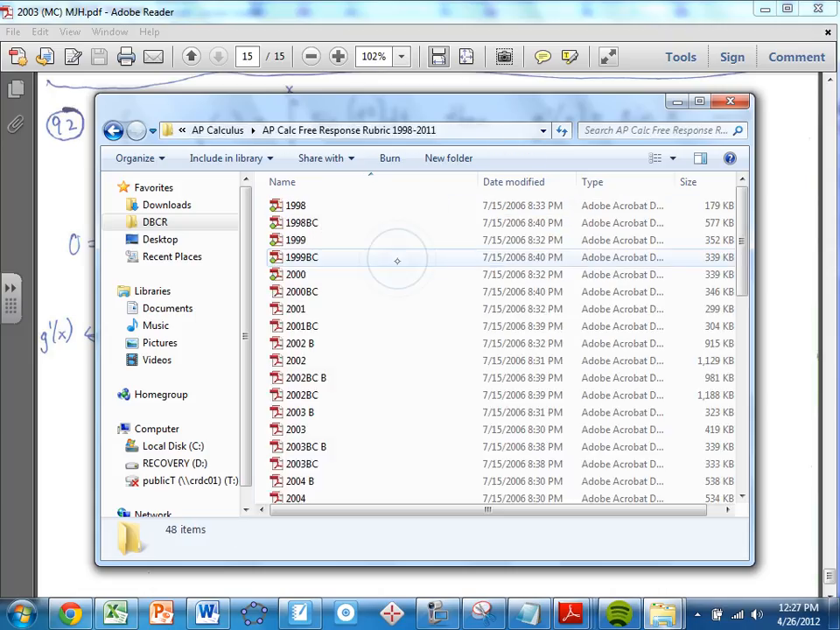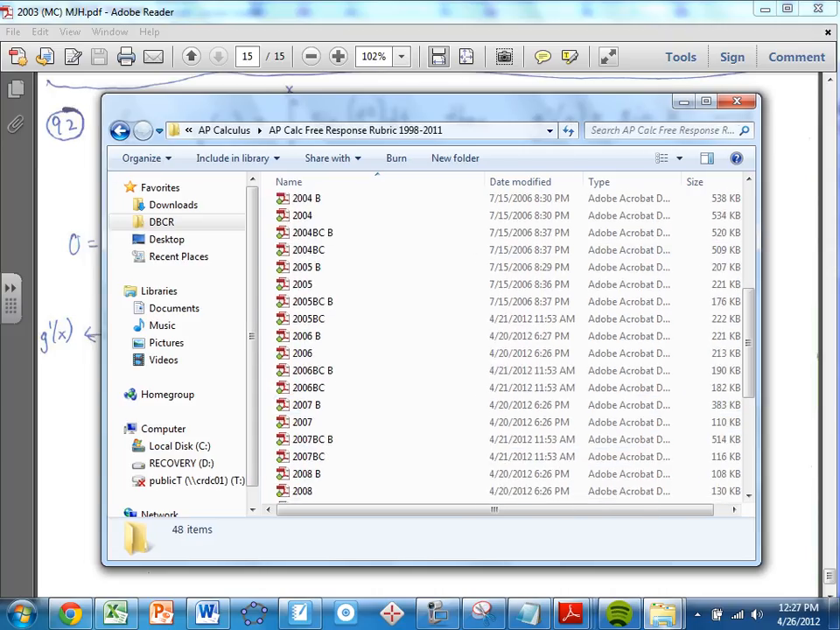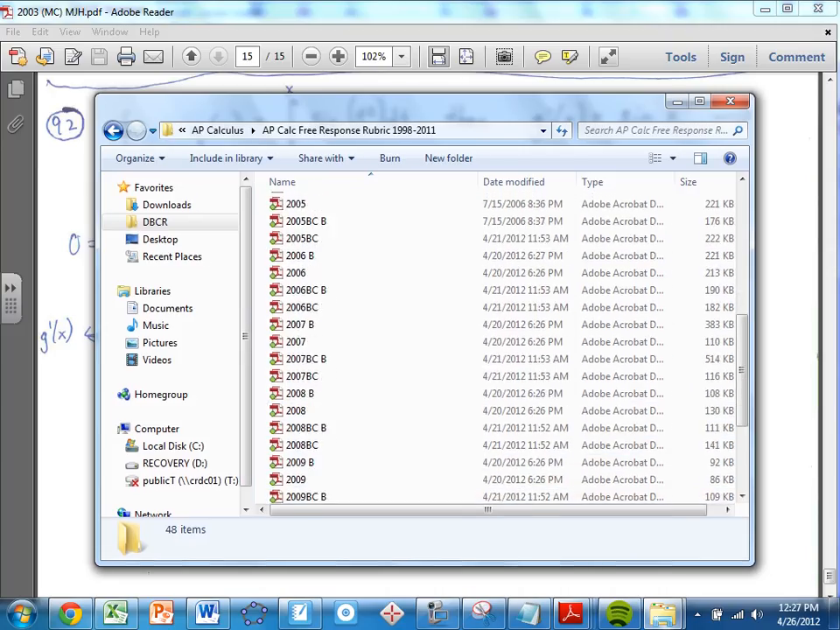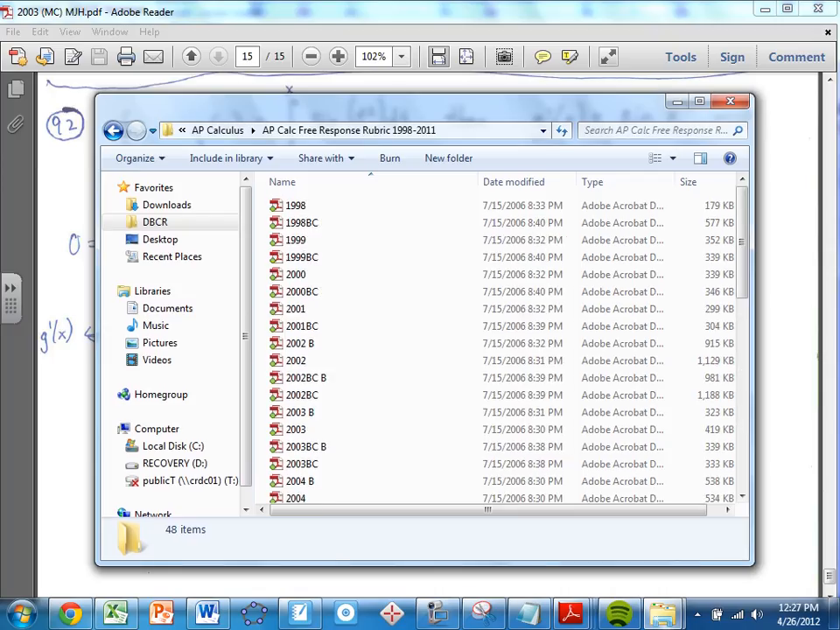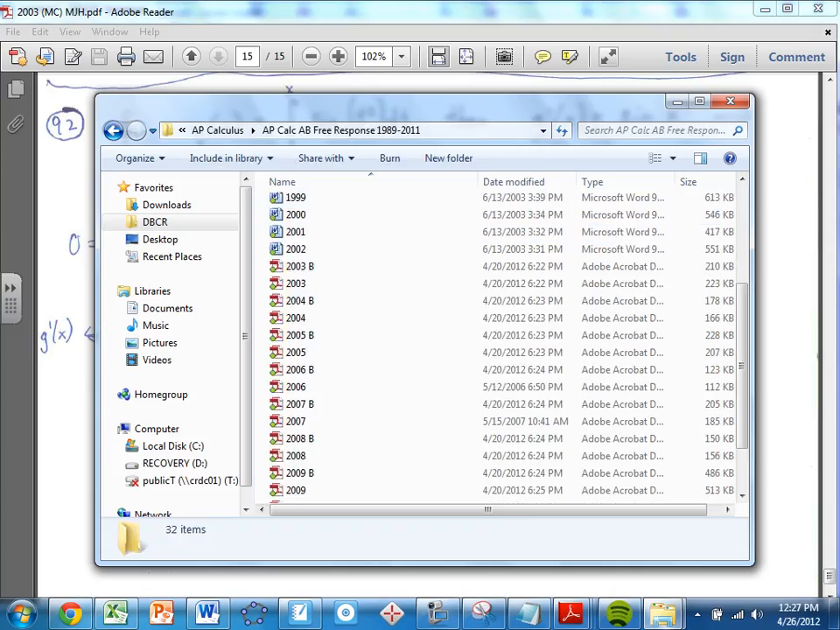So these are all the rubrics and all the answer keys for all the free response for all the years. They're all available on College Board. What I can do is maybe post all these files somewhere and send you guys a link to it in case you want to look. And then I have all the actual free responses here from 89 all the way to 2011.